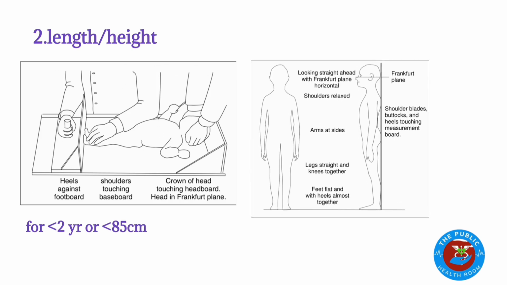Height. Height is used for those children greater than 2 years, and adults. Looking straight ahead with Frankfurt plane horizontal. Shoulders should be relaxed, arms at side, legs straight and knees together, feet flat and with heels almost together, and shoulder blades, buttocks, and heels touching the measurement board.